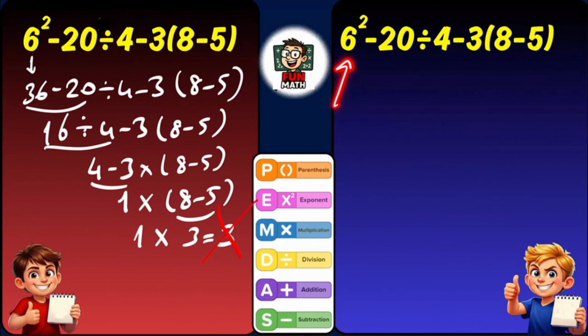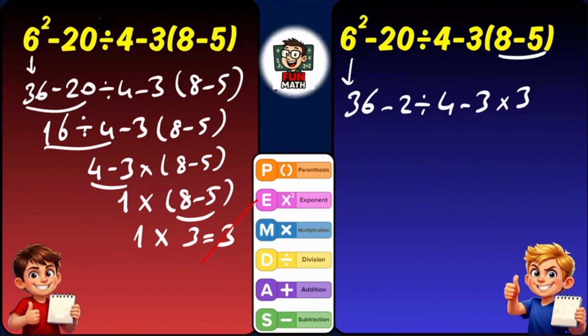First, exponent and parenthesis. 6 power 2 equals 6 times 6 equals 36. Parenthesis: 8 minus 5 equals 3, times 3. Now there are subtraction, division, subtraction, multiplication. First, division and multiplication. 20 divided by 4 equals 5, 3 times 3 equals 9.